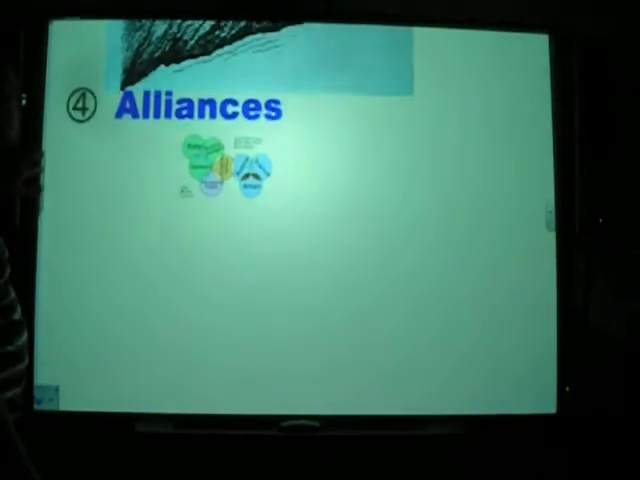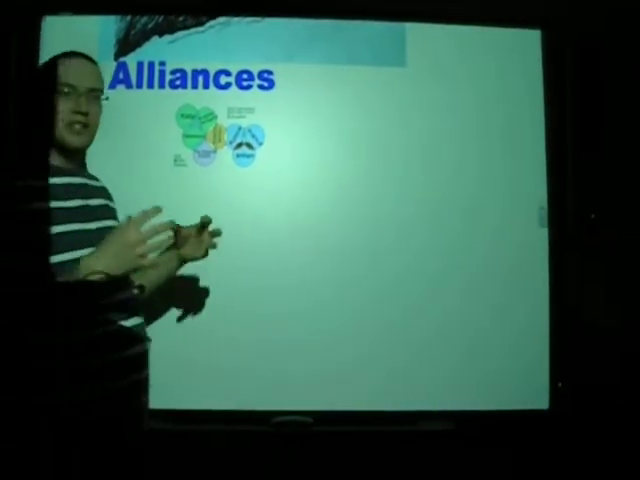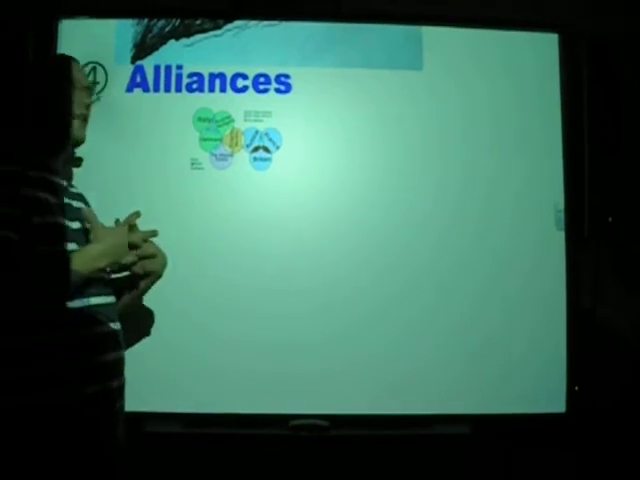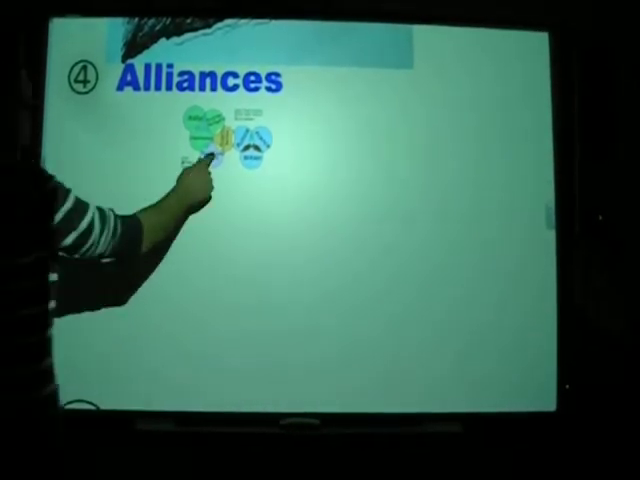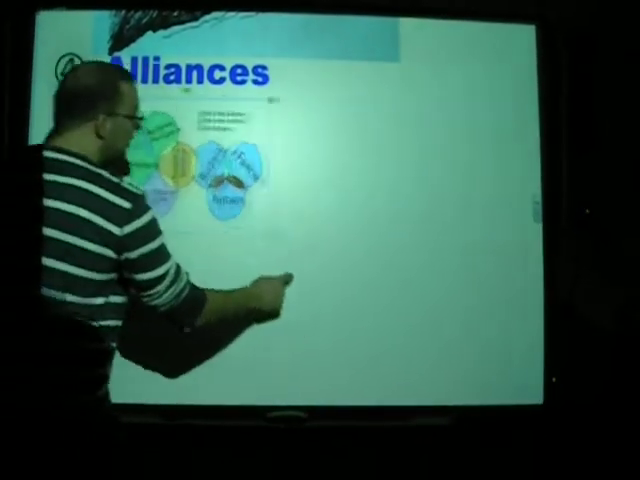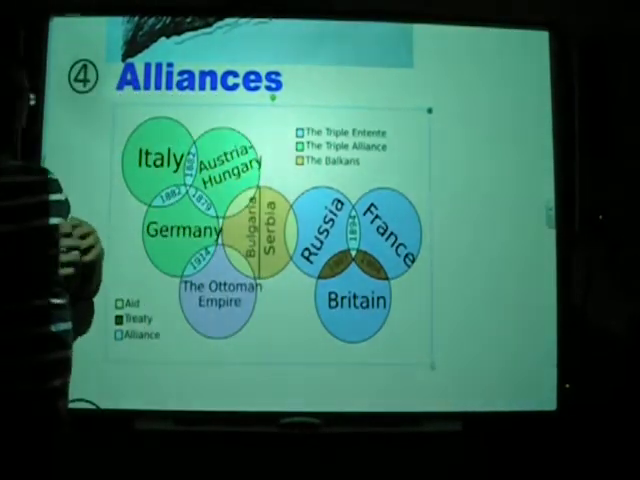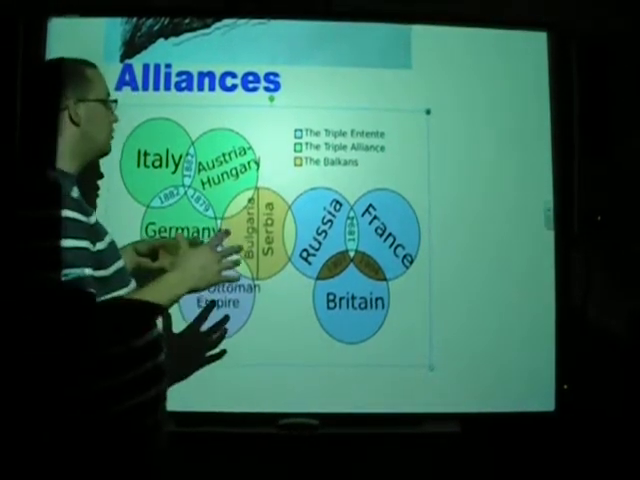The fourth cause here are alliances. So basically just people teaming up together. And this can be dangerous. It can be a good thing, but it can also turn a small conflict into a huge war.